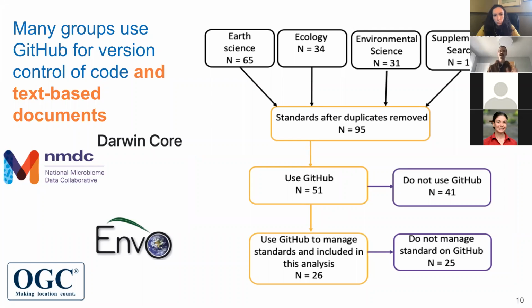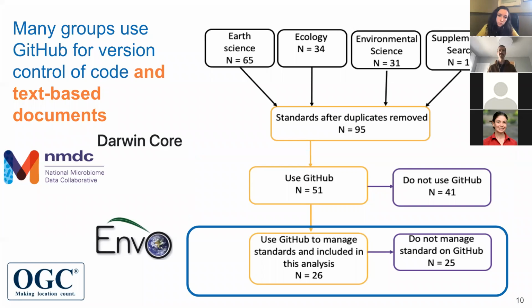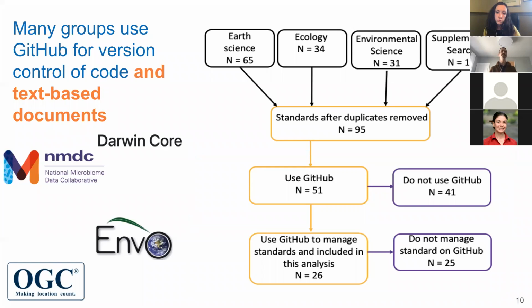And then a lot of those groups, actually about 25 of them, just use GitHub to store static Word documents or Excel templates. And what we really wanted to see was groups to learn from, groups that use GitHub to actively manage the standard or reporting format and get feedback from their users. And so that left us with 26 different groups to inform this review that I did. Here's the results.